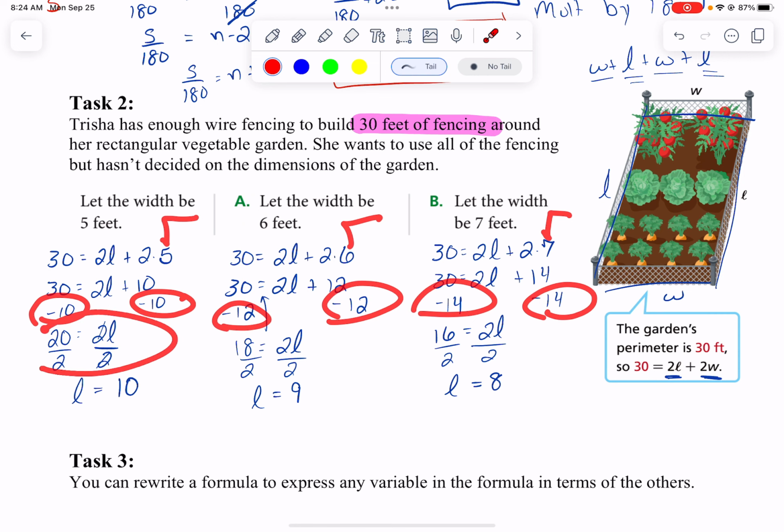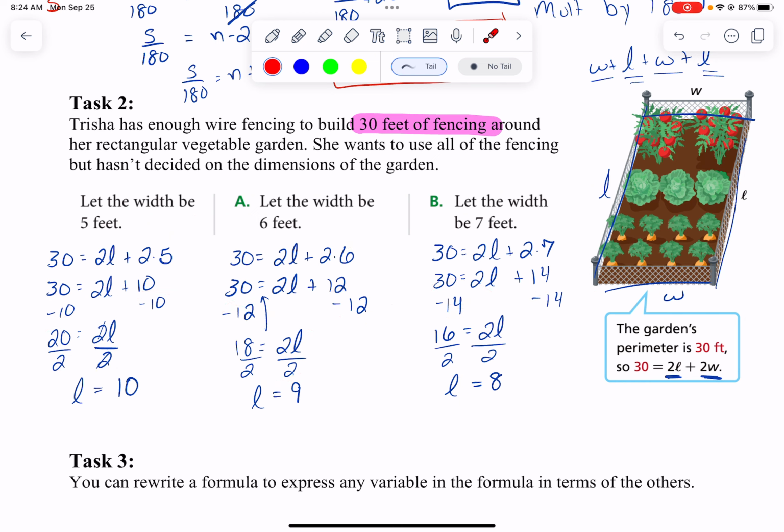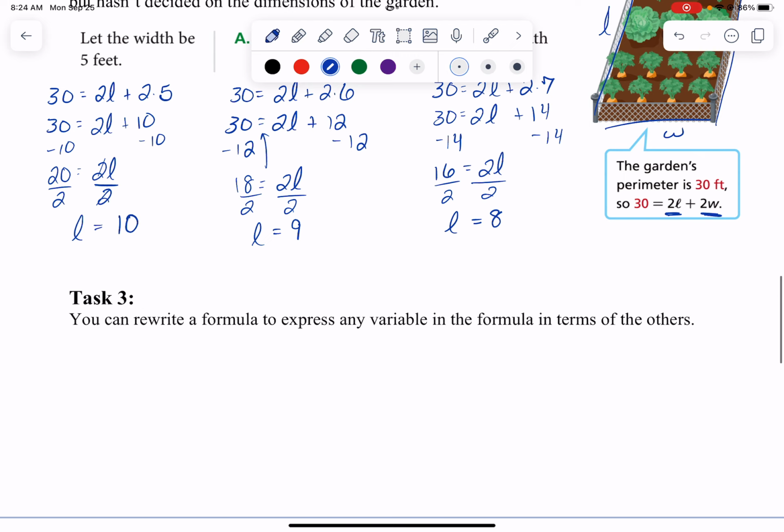Then in this step, we divided everything by 2 to get to the final answer. Okay, so we just had to repeat the same process over and over again. What if, instead of doing that 3 times, we just did it once and then had to solve each time? So basically, we're going to rewrite this formula to express the variable L in terms of the others.